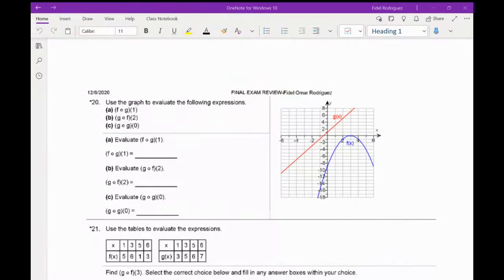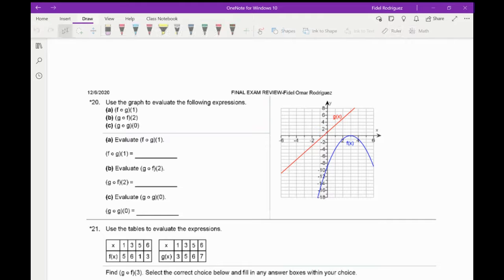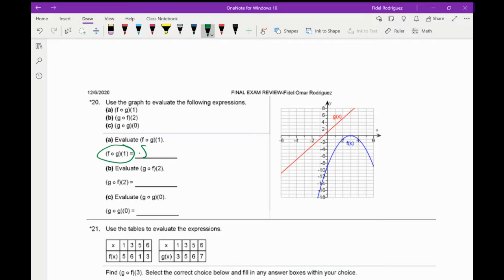Function. There we go. Okay, and we're going to do number 20. So yes, you guys can see this. Okay, so part A says we want to find f composed with g of 1. So the way I'm going to do this, this means we're going to find f of g of 1. So the first thing we need to do is figure out, how do I find g of 1?